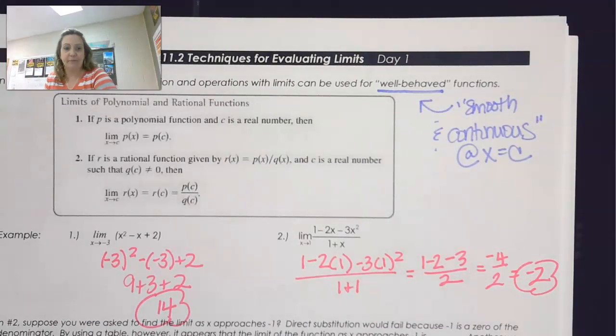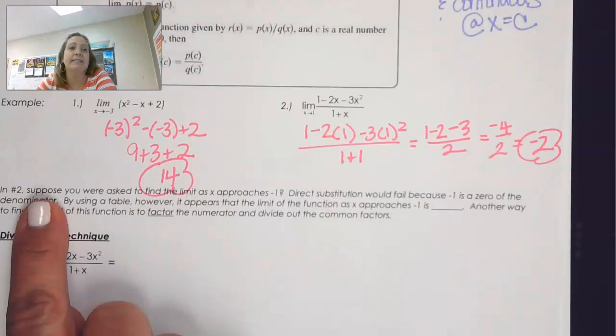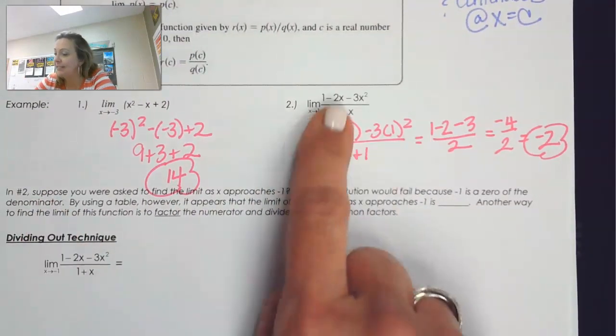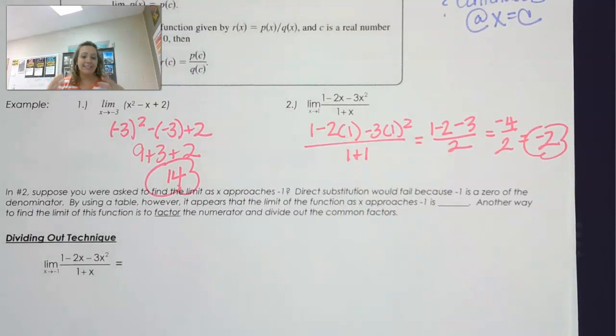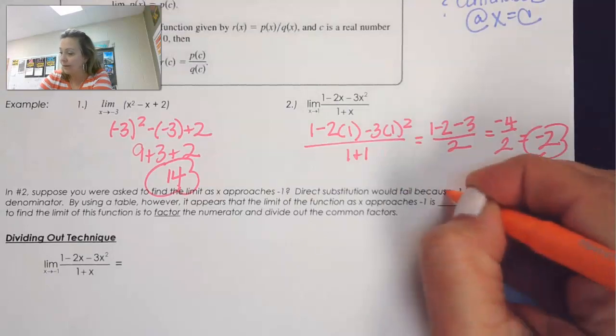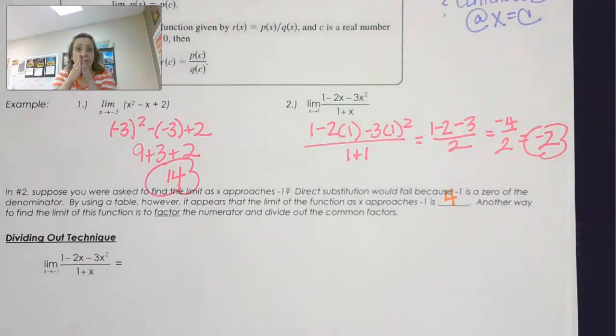However, let's suppose in this second example that we were asked to find the limit as x approaches -1. That's going to be an issue, right? Because -1 is a 0 of the denominator. If we use a table, however, just like we did the other day, what we would find is that the limit of the function as x approaches -1 is 4. And remember, we could find values that are very close to -1, above and below, like 1/1000th away, 1/100th away, 1/10th away, and make sure that it's approaching that same value. If we do that, it's going to be approaching 4.